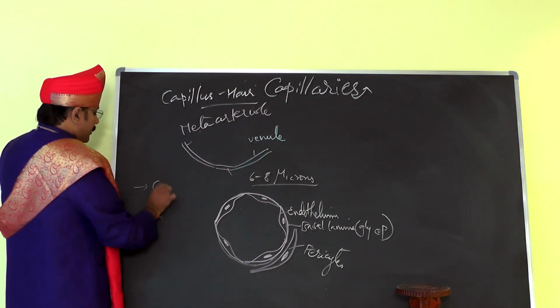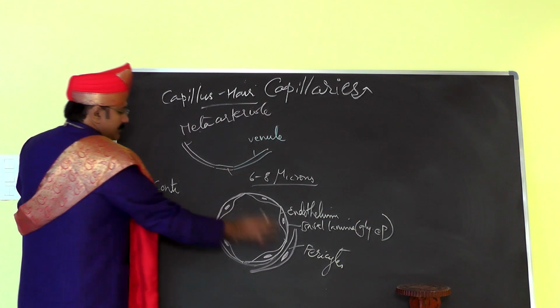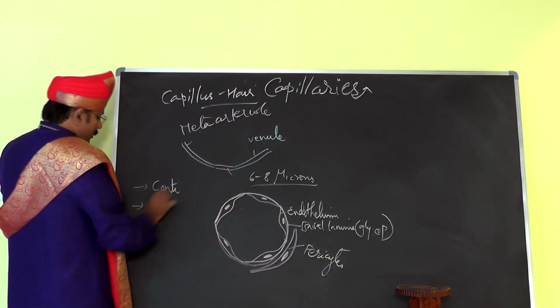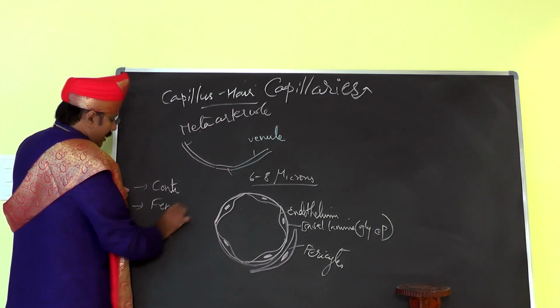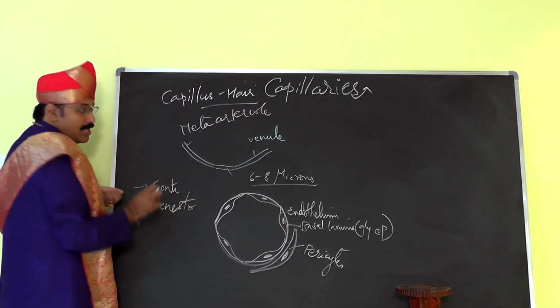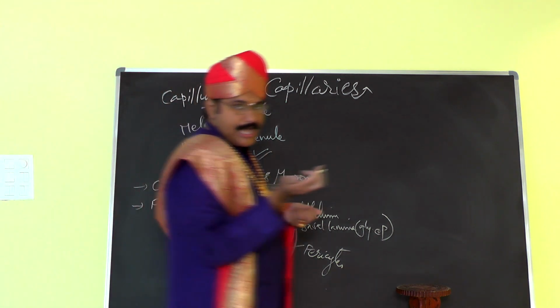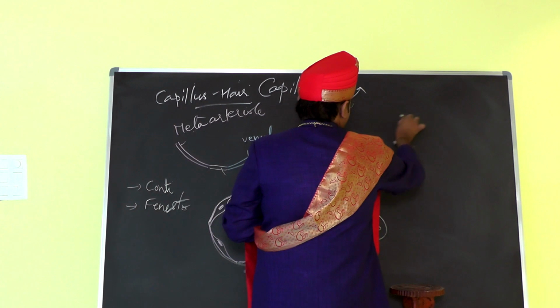Coming to the types of capillaries, you have two. One is the continuous capillary which I have drawn, and the other one is the fenestrated capillary. What are fenestrations? Fenestrations are holes or gaps which are present that are very small in size.